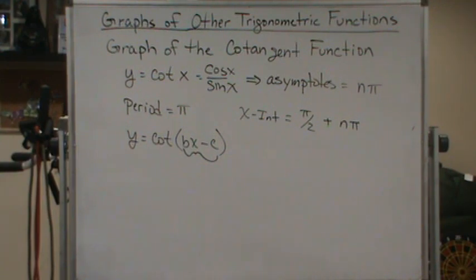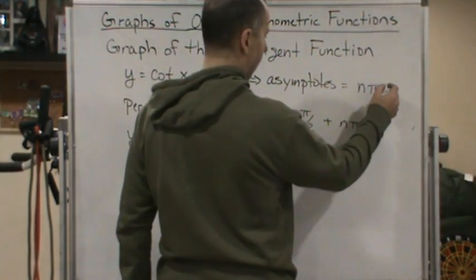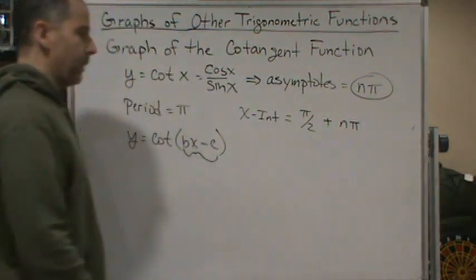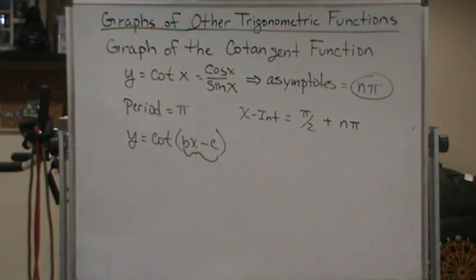The range, of course, is negative infinity to positive infinity. The domain is going to be all x, obviously all x except where x is equal to n times pi. Just like the tangent, the symmetry is about the origin, right? So cotangent and tangent are both odd functions. Okay, so yeah, it behaves very, very similarly.